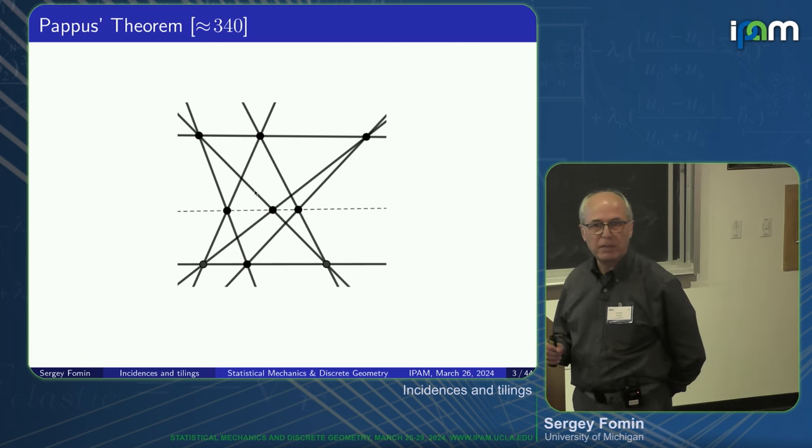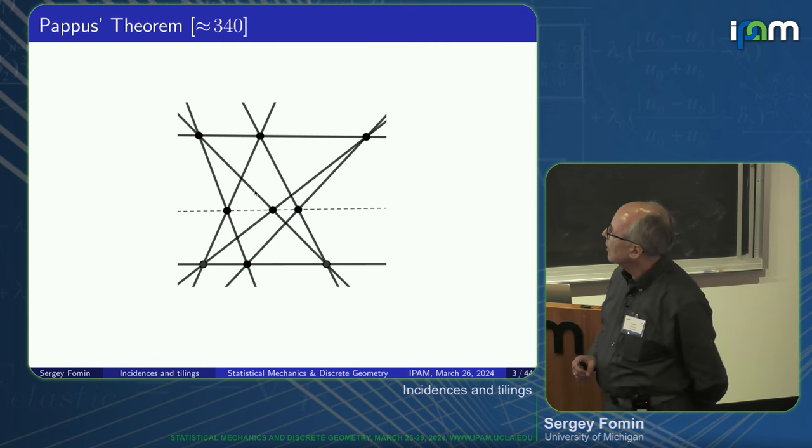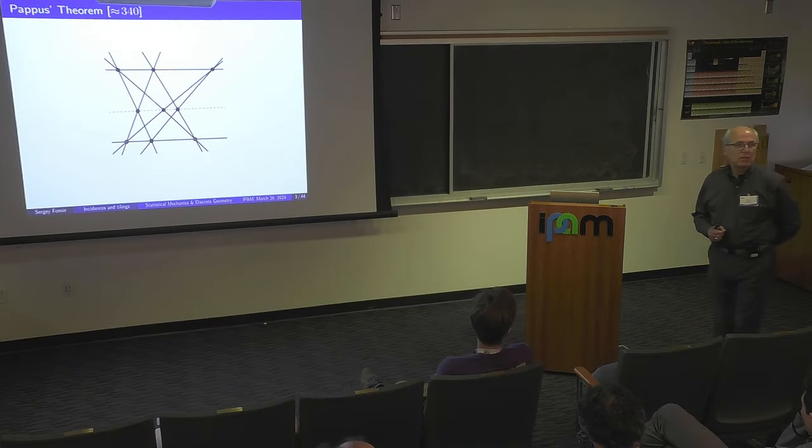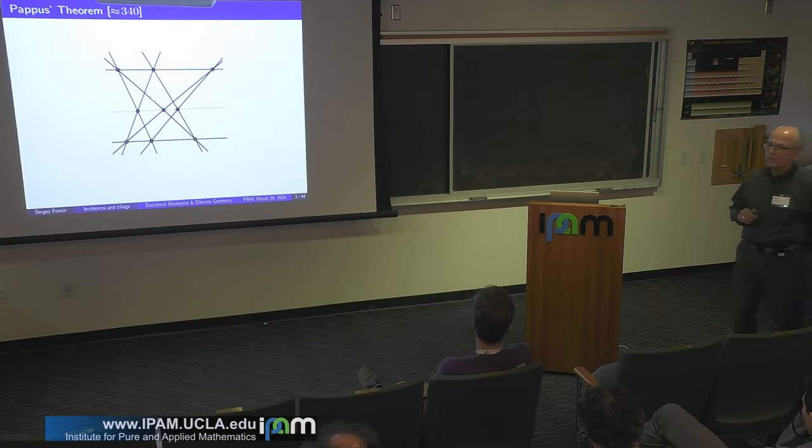This is a special case of Pascal's theorem. Do the outer lines have to be parallel? No. No, there is no such thing as being parallel on the projective plane. So there are no conditions like that here.